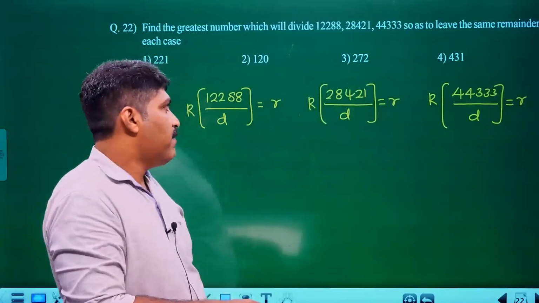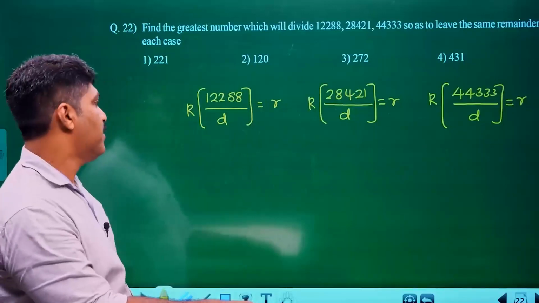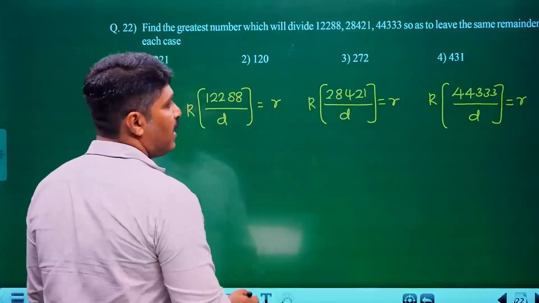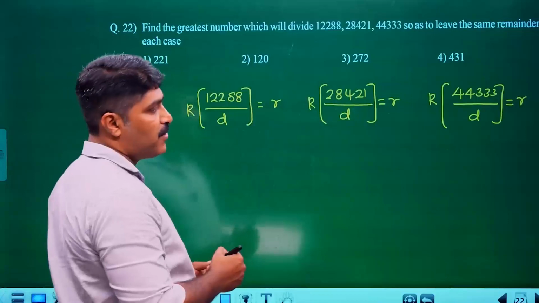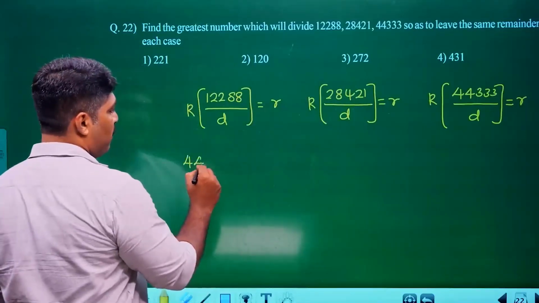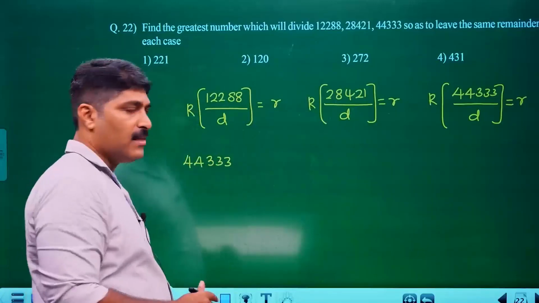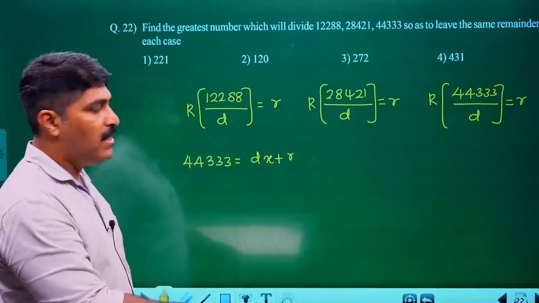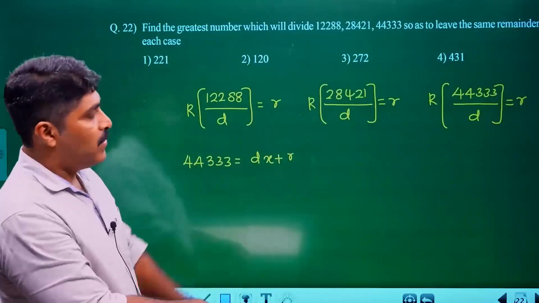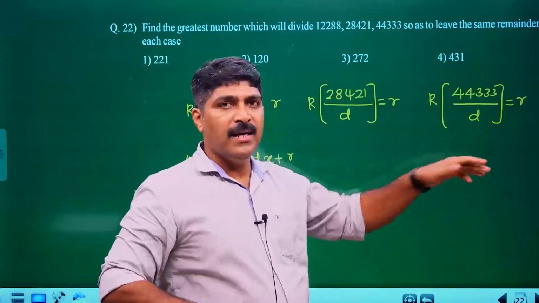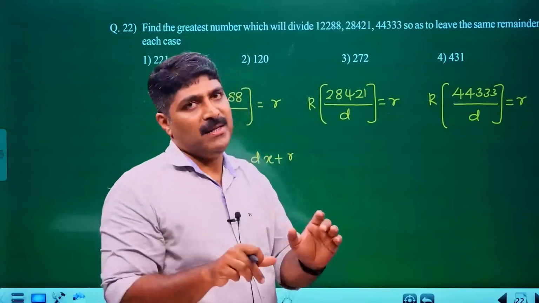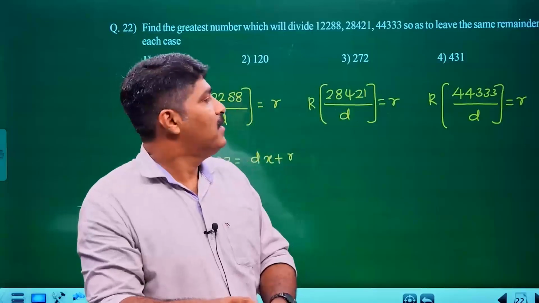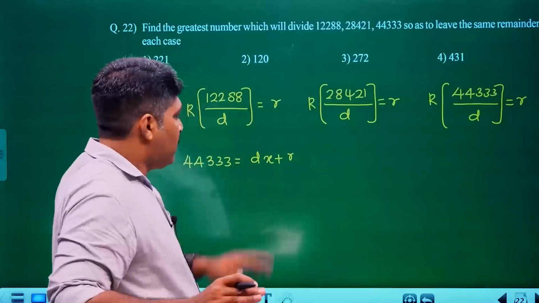So what is the logic that we can apply here? It's quite a tricky type of concept. Here we consider each of these numbers, starting from the largest number, 44,333. I am writing that as D into a quotient plus R. Can we write it like this? Whenever we divide this value by D, suppose we get X as a quotient and R as a remainder. Therefore Dx plus R. That kind of arrangement is called Euclid's lemma, so we are applying that concept to express a number like this.